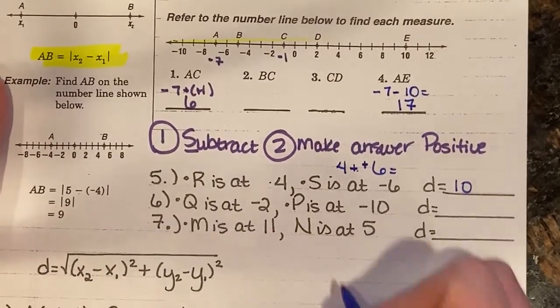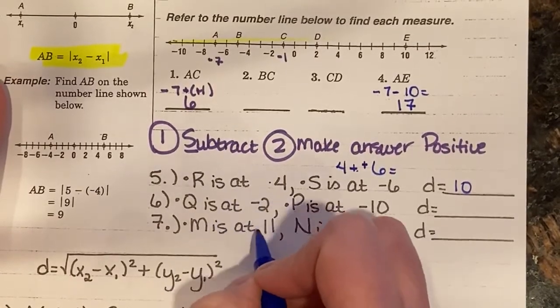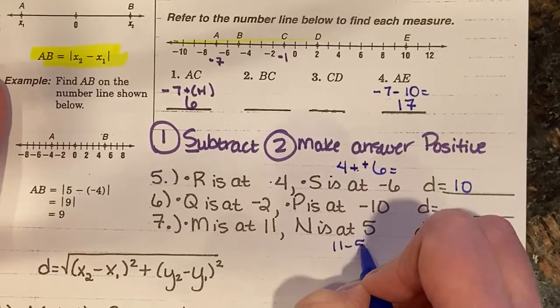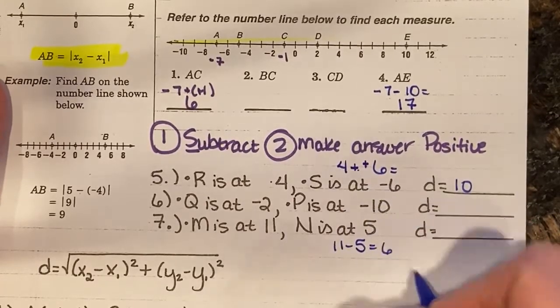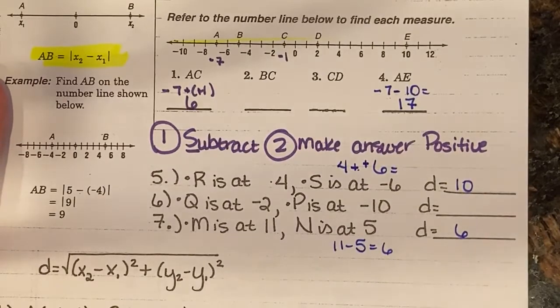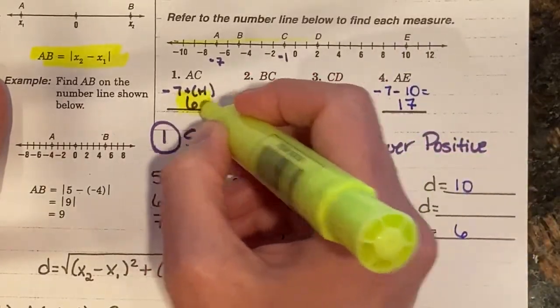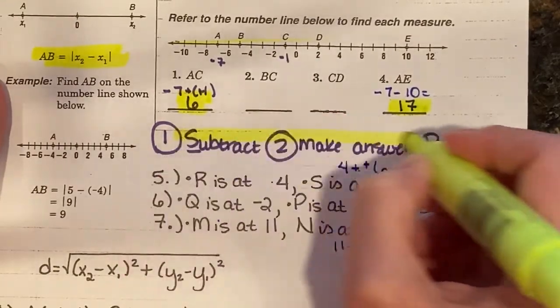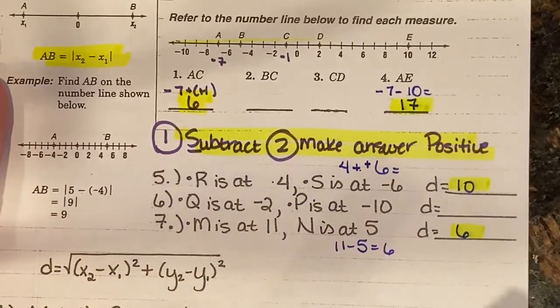I'm going to do number 7. Point M is at 11, N is at 5. Subtract. I don't have to make it positive because it already is. So here are your steps. Subtract, make it positive.